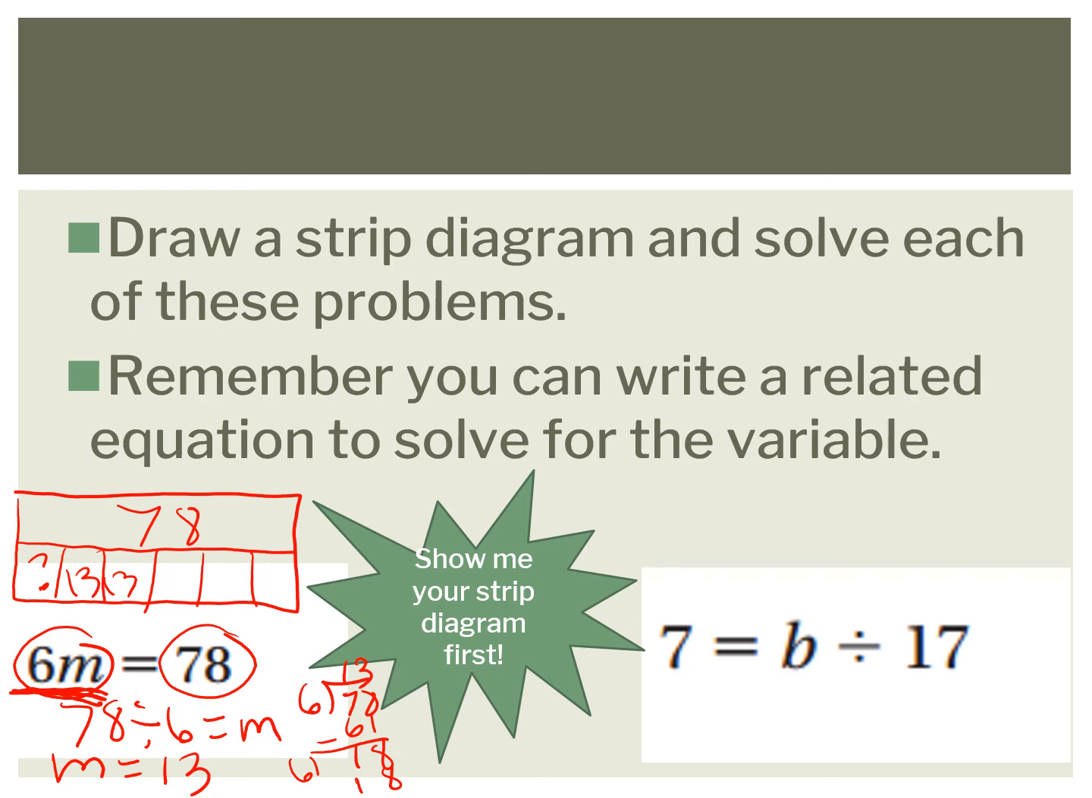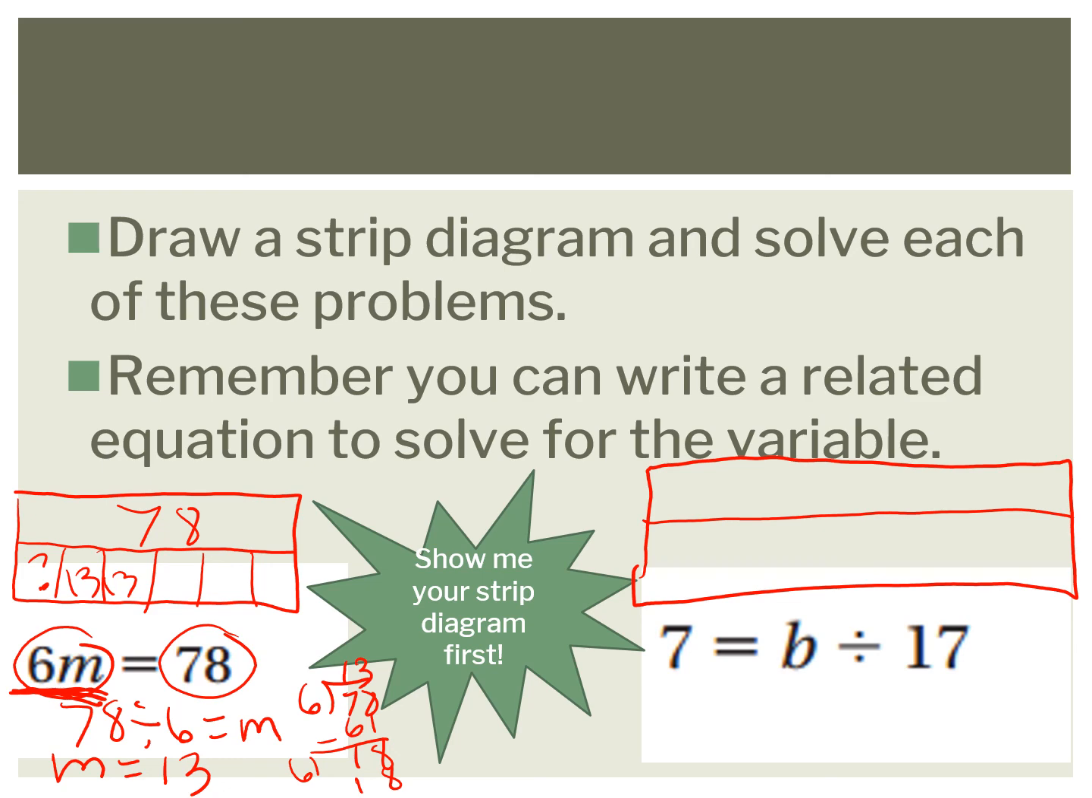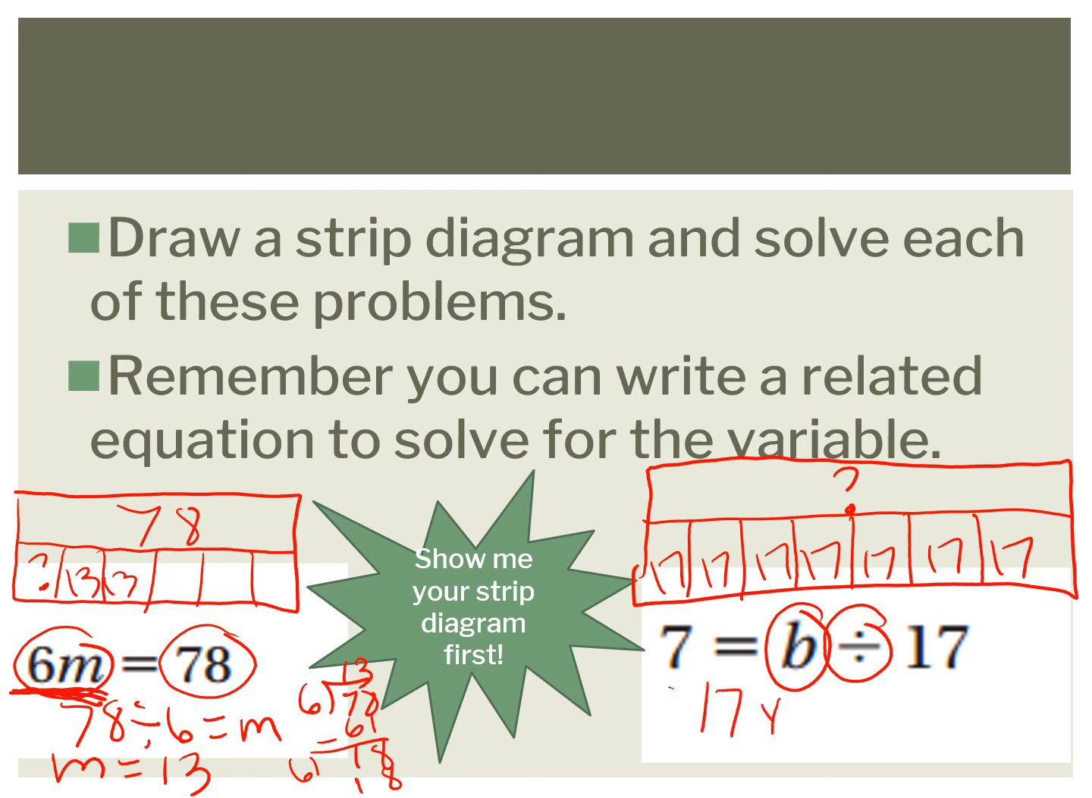All right, second one. First, I'm going to start off with a strip diagram. First thing I know is 7 equals B divided by 17. B would be my big number. I don't know what my big number is, but I do know that I have 7 strips. And on each strip, there are 17 pieces. So the opposite of division is multiplication. So 17 times 7 equals B.